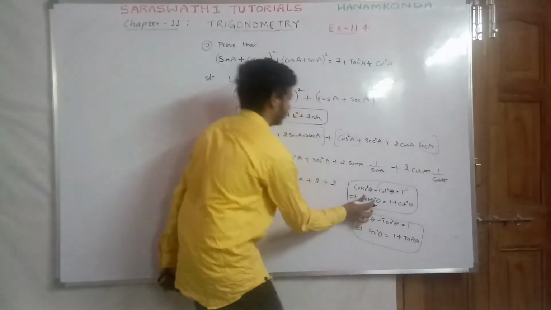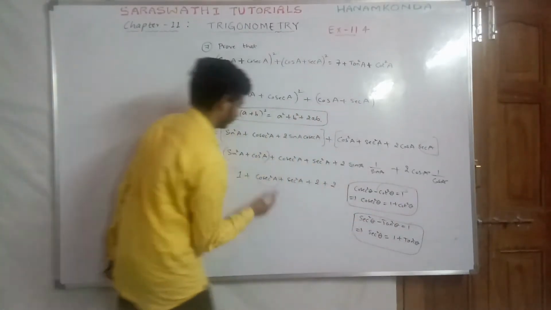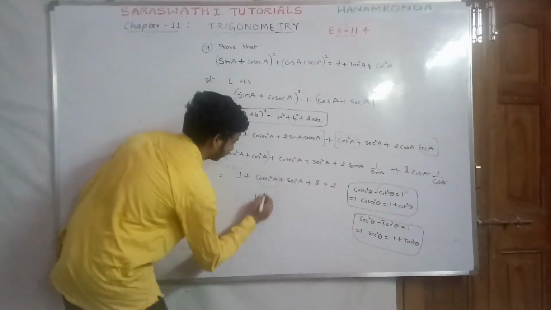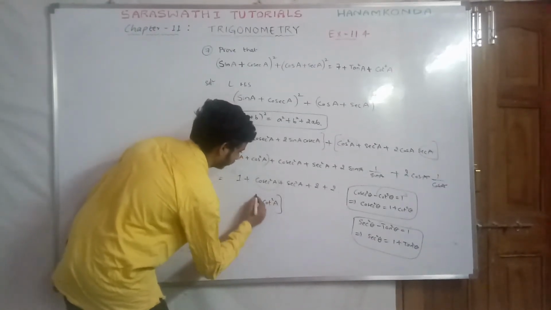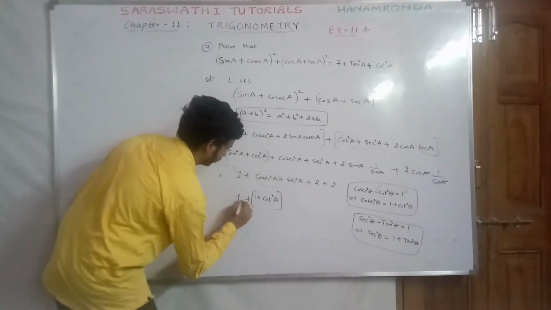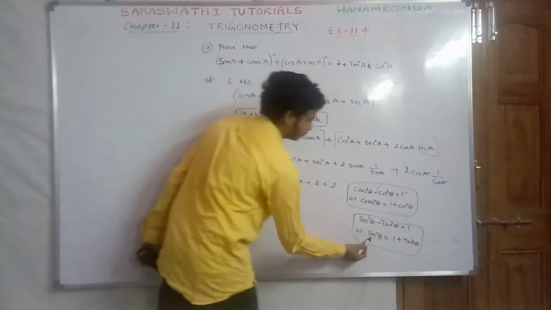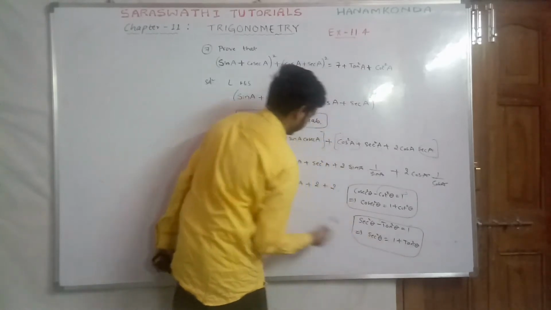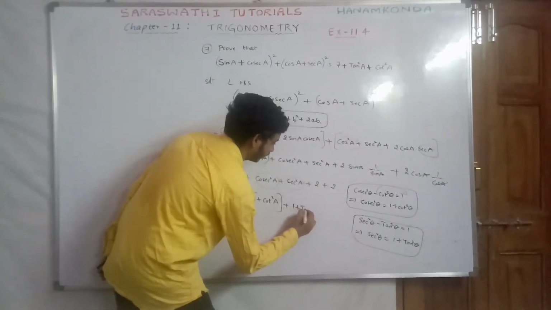Okay, so in place of cosec² a, we can substitute 1 + cot² a. Okay, so in place of cosec² we are substituting 1 + cot² a. Okay, here again this plus 1, so 1 + cot² a. And in place of sec² a, in place of sec² θ we can write 1 + tan² θ. That means in place of sec² a we can write 1 + tan² a.